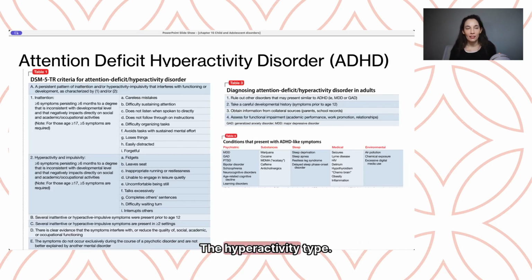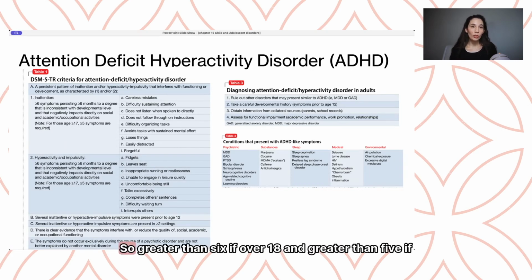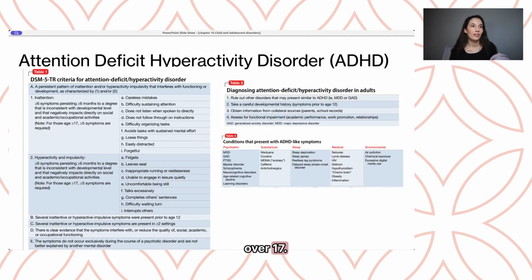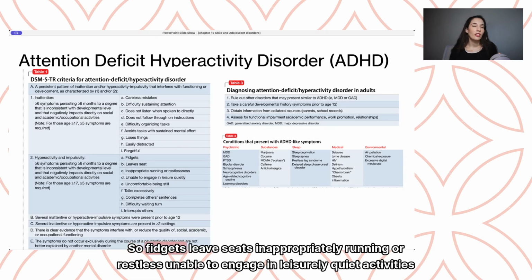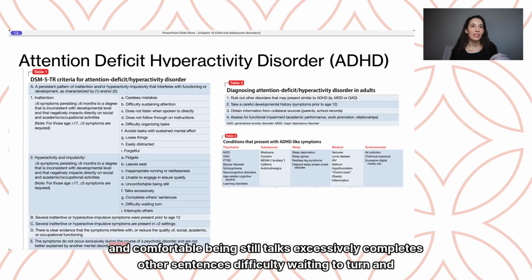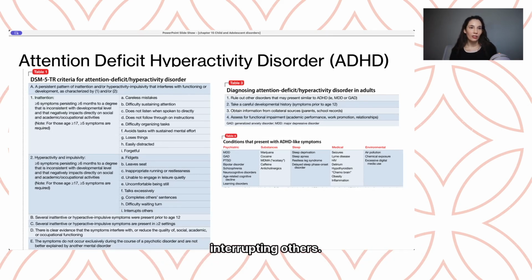The hyperactivity type, so again, same number needed. So 6 or more if over 18, and 5 or more if under 17. So: fidgets, leaves seat, inappropriately running or restless, unable to engage in leisurely, quiet activities, uncomfortable being still, talks excessively, completes other people's sentences, difficulty waiting their turn, and interrupting others.